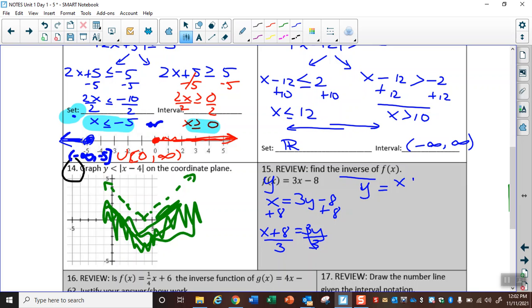And then you could write it as x plus 8 all over 3, all right? Or you could split it up and say y equals 1/3 x plus 8/3. Everything gets divided by the 3. And then you could say the y is actually, go back to your f of x, and it's the inverse, so you put that little -1, and then you've got the 1/3 x plus 8/3.